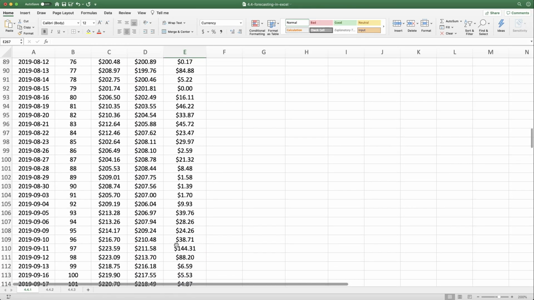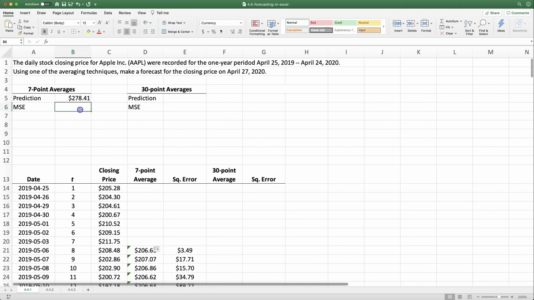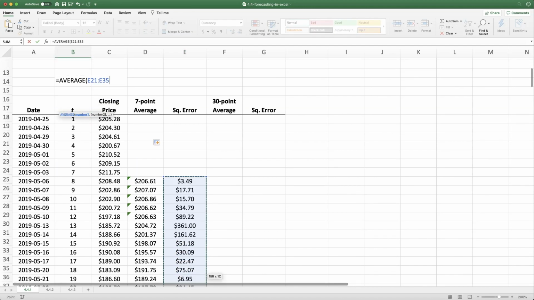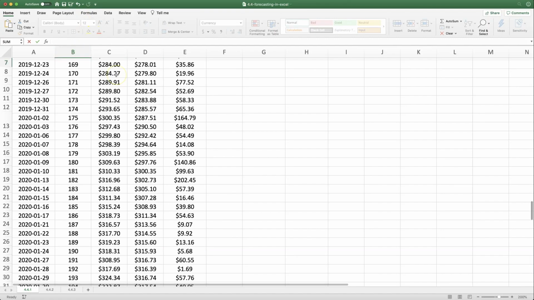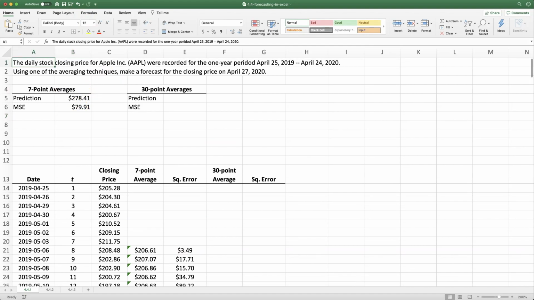Having computed all of the squared errors, we'll move up to the top again, and we'll compute the average of these squared errors by averaging this column of squared errors. The average squared error for all of these days from day 8 all the way to the end is $79.91. That's a pretty good squared error. That means that on average we were about 9 off each day.